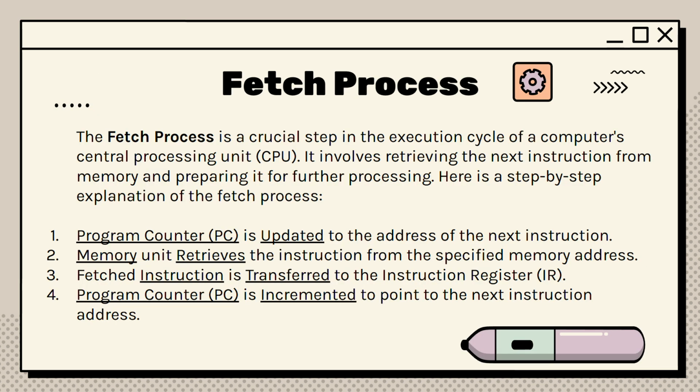So let's talk about the first stage, which is the fetch process. The fetch process is a crucial step in the execution cycle of a computer's central processing unit. It involves retrieving the next instruction from the memory and preparing it for further processing. The fetch process is the same for every instruction.